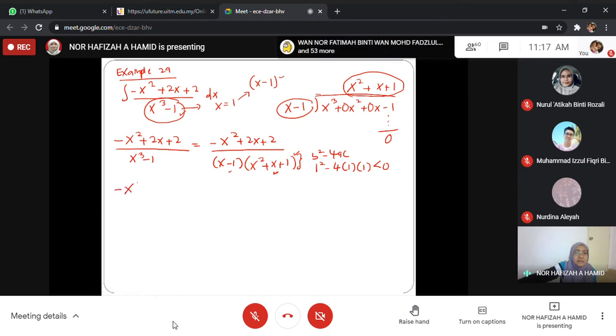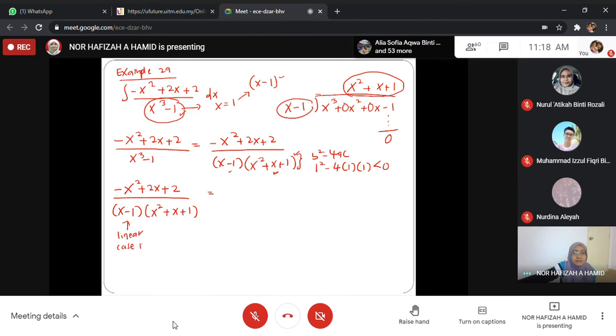Okay, so I want to determine the partial fraction. You have the denominator x minus 1 and x square plus x plus 1. For the denominator, x minus 1 is linear, so that means we have case 1. For x square plus x plus 1, you have checked that it is less than 0, so we consider it an irreducible quadratic factor. So we are in case 3. So they involve case 1 and case 3.